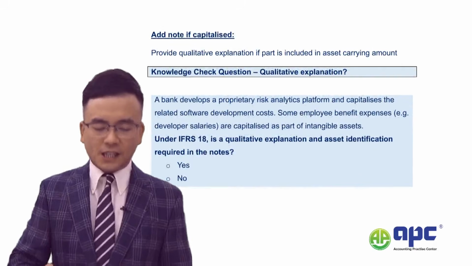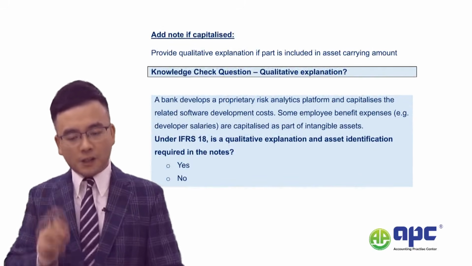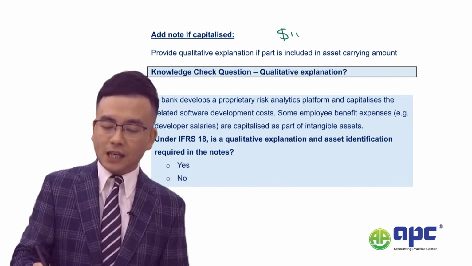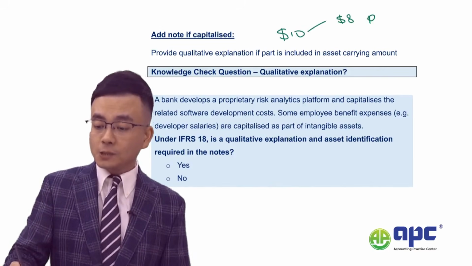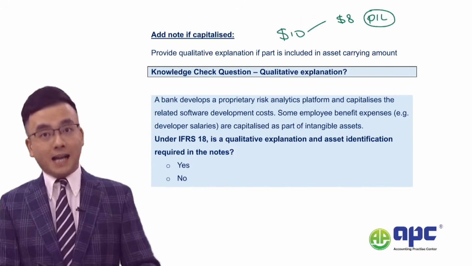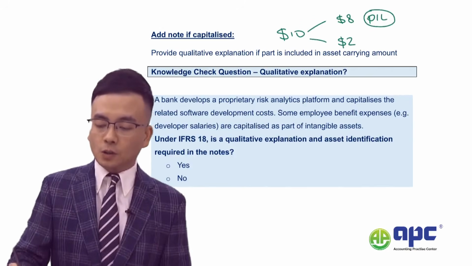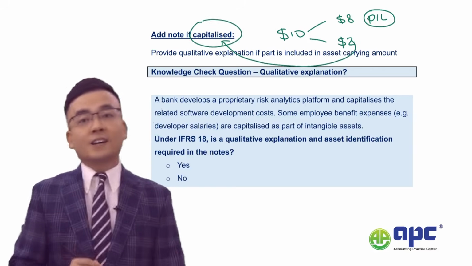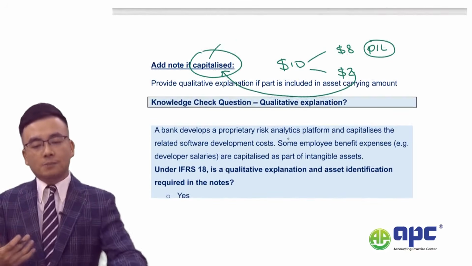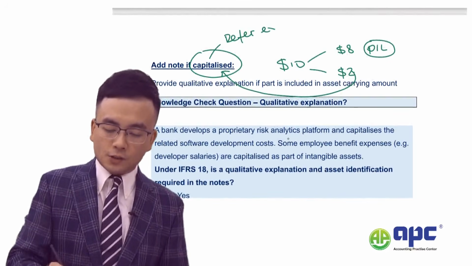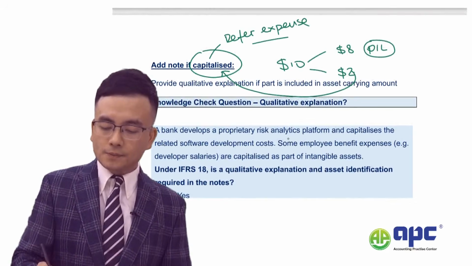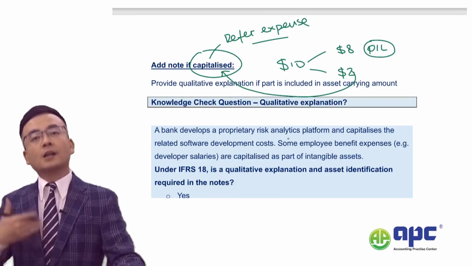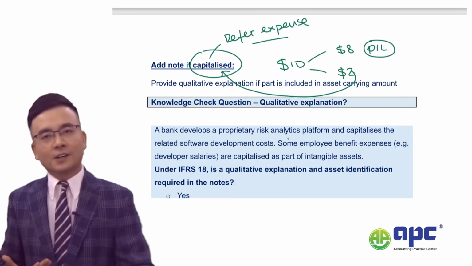Now, according to IFRS 18, for the final one, if part of the expense, let's say $10, $8 has been expensed into the P&L, however, the remaining $2 has been capitalized as an asset. When we capitalize the expense, in other words, we defer the expense to be recognized in the P&L. Currently, we capitalize it onto the face of the SFP as an asset.